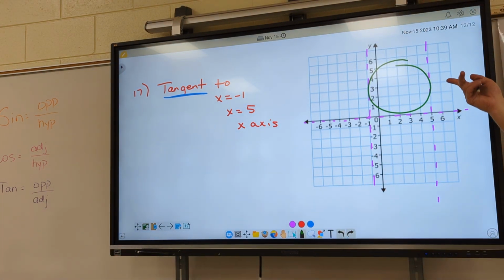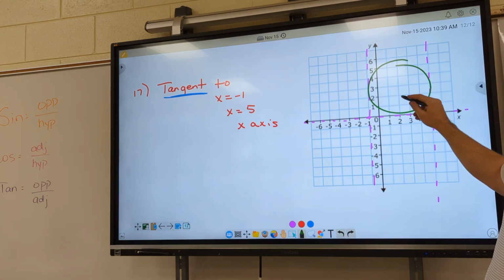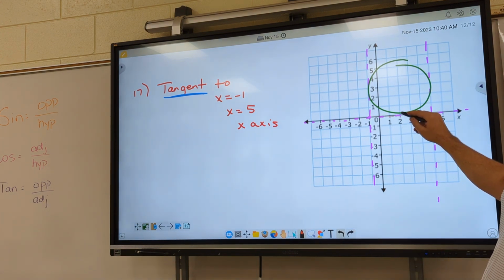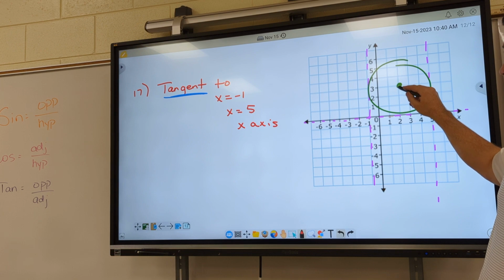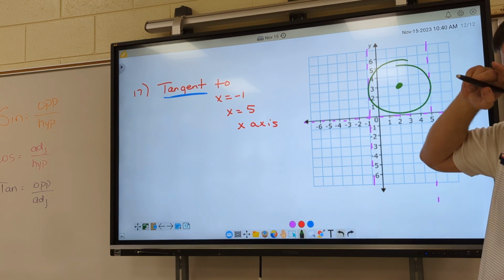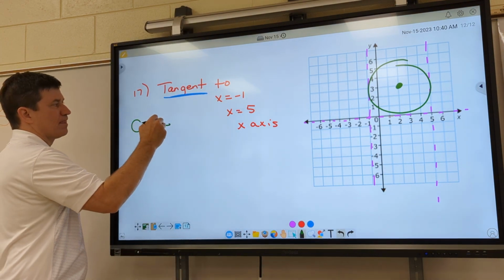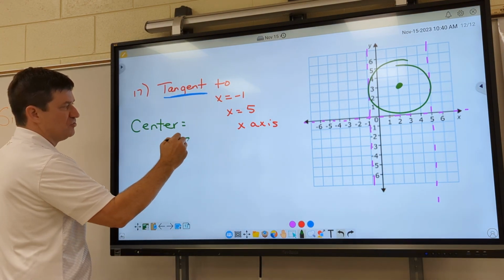Now, once again, you got a circle. Count to the middle and find your center. How far is it across from dotted line to dotted line? 1, 2, 3, 4, 5, 6. So half of 6 is 3, right? Go over 3, and then go up 3, and that should be your center right there. Our center is over 2, up 3.